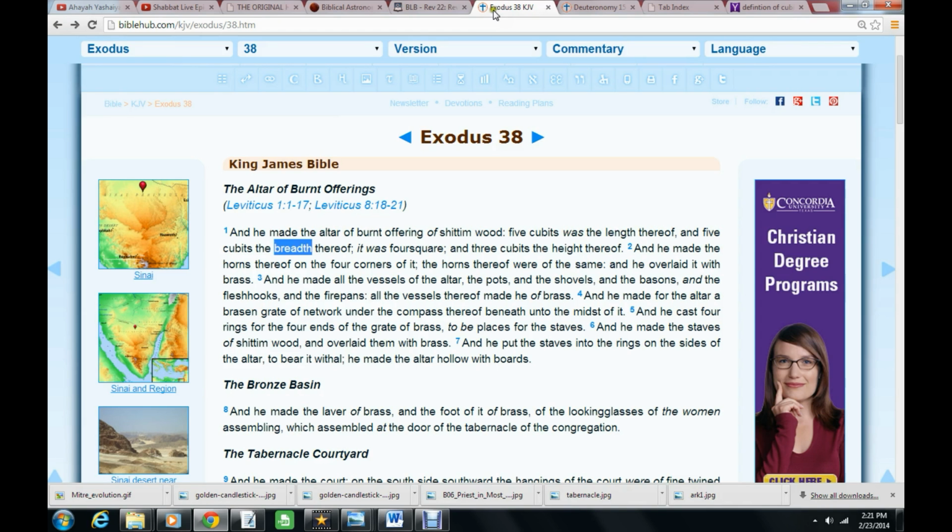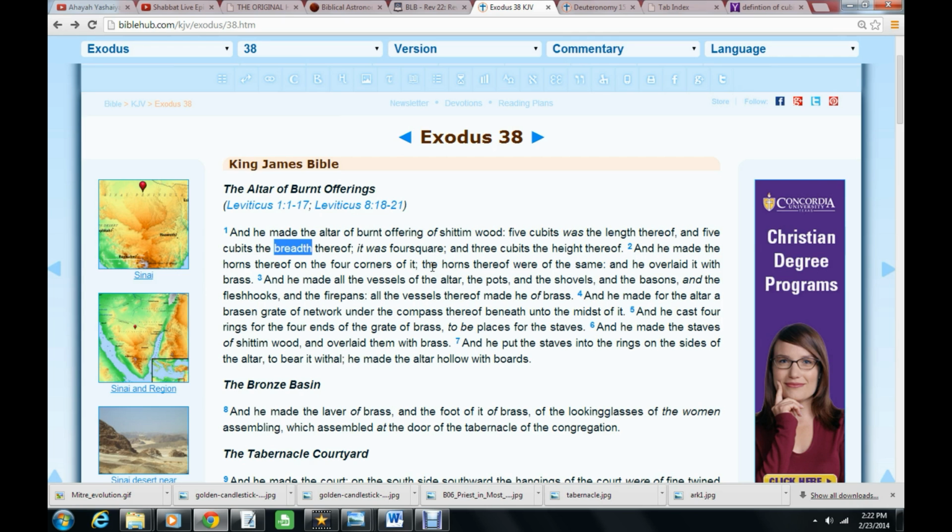So 5 cubits was the length thereof. So 5 forearms, or arms from middle finger, 5 of them, was the length thereof, and 5 cubits are the breadth, the width thereof. It was 4 square, which means they were equilateral. They're all equal. All the sides are the same. And 3 cubits the height thereof. So we have the length, the width, the height. 3 cubits would be the height.